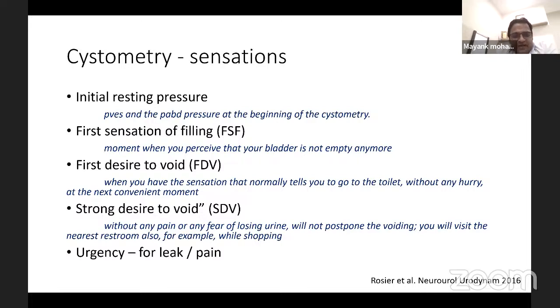Then strong desire to void. That means not causing any pain, but you would want to search for a toilet. That means it is somewhat difficult to control. You want to empty yourself out.